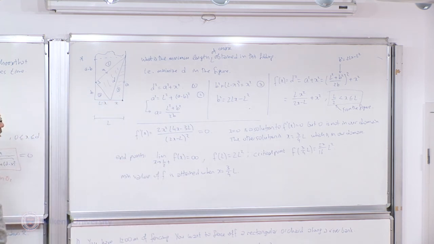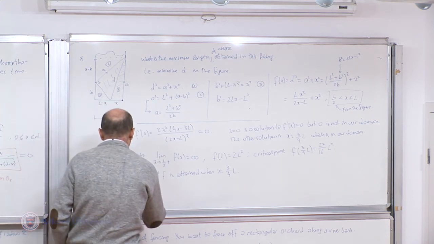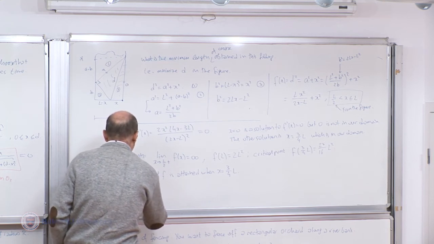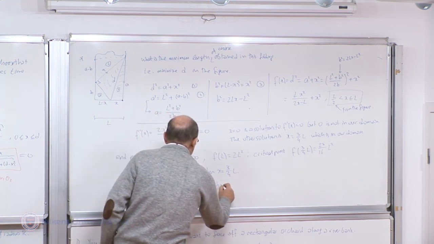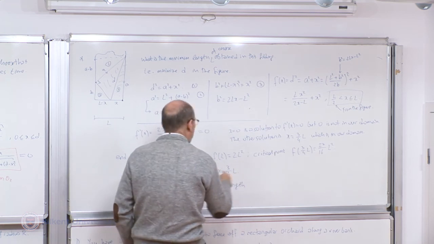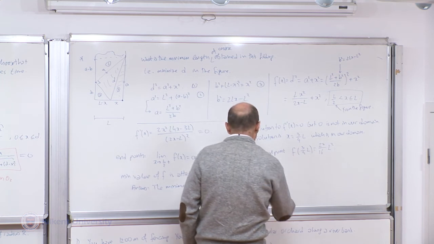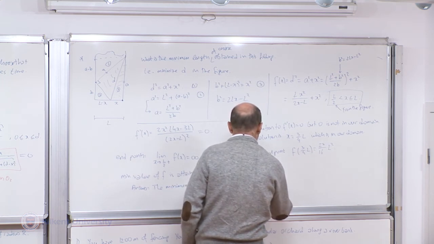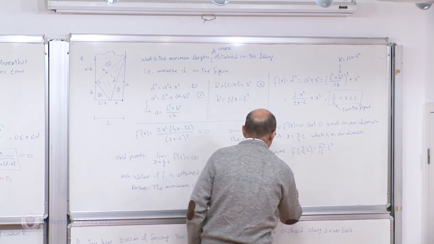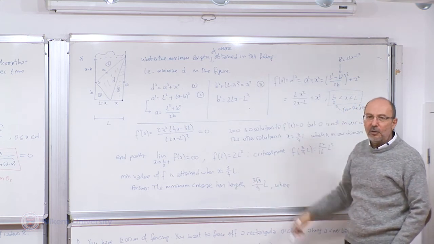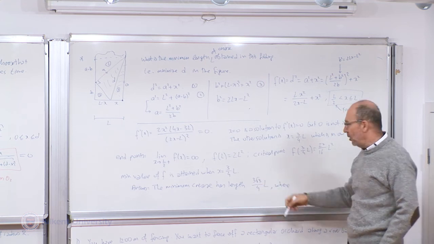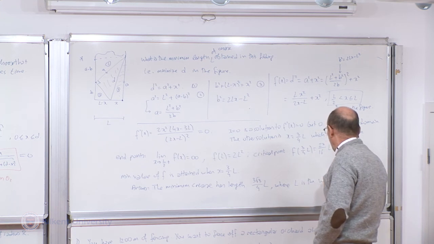Now we read the question again. What is the minimum length of this crease? Our function is the square of this thing, so the minimum is the square root of this. Answer: the minimum crease has length the square root of this, 3 square root 3 over 4L, where L is the width of the paper. I'm using L here, but L is not mentioned in the question, so I have to say why I'm using it.